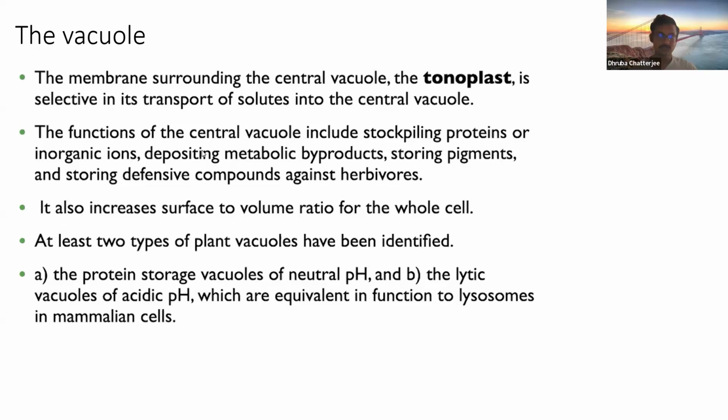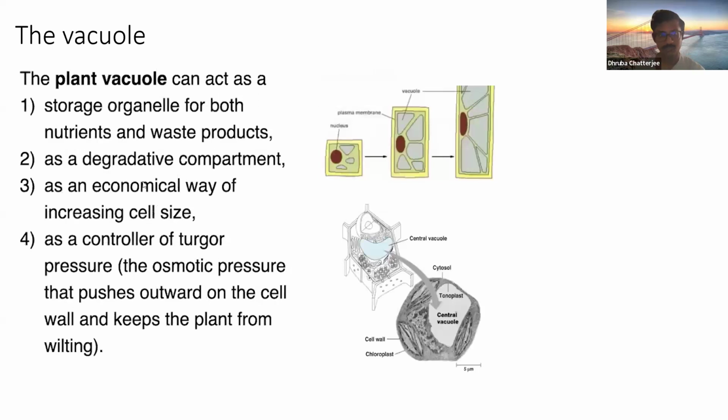They also store pigments. Metabolic byproducts are deposited, inorganic ions are deposited, and they can also store the defensive secondary metabolites of the plants, which the plants synthesize mostly for their defense against herbivores, but often also have medicinal properties found to be important for human beings. And obviously, there are also lytic vacuoles, which have an acidic pH and are equivalent to the lysosomes of the mammalian cells and animal cells.